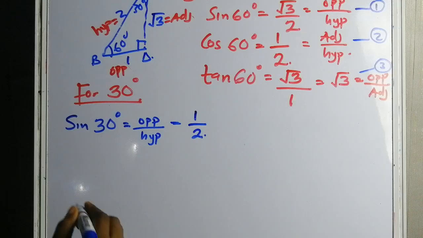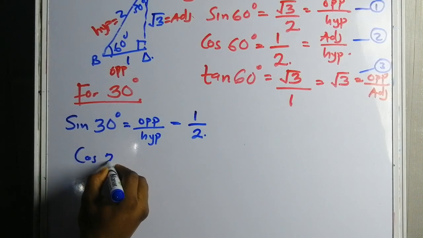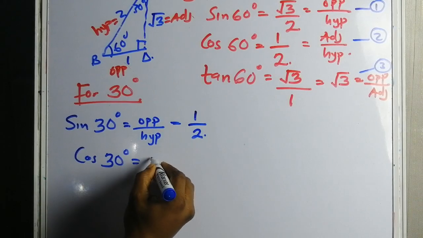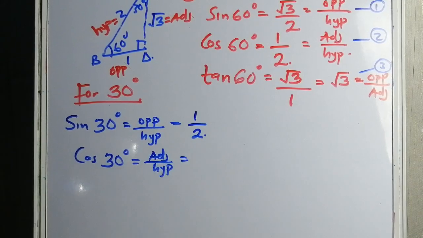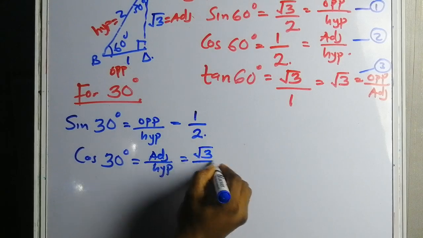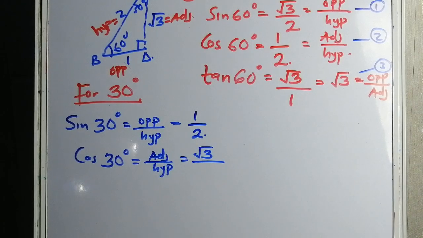So then the other one is cos 30 degree. That's adjacent over hypotenuse. So what's my adjacent here? My adjacent is root 3. What's my hypotenuse? My hypotenuse is 2. So it means cos 30 degree equals root 3 over 2. Okay, cos 30 degree equals root 3 over 2.